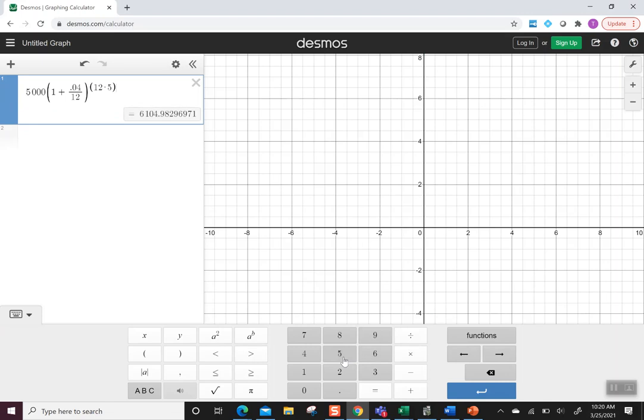So this is one way to get this done. See, our answer is $6,104.98 if we were making this money. Your second choice is to say, well, this is 5,000 and I have 1 plus 0.04 divided by 12. And then when I go to the exponent, I'm just going to do ahead of time that 12 times 5 is 60 and put in 60. You get the same exact answer. So this is a personal preference of would you like to use the parentheses in the exponent, or would you like to ahead of time figure out how many compounding periods you have?